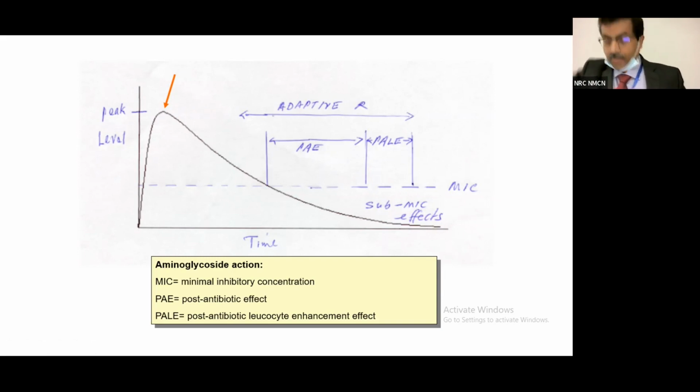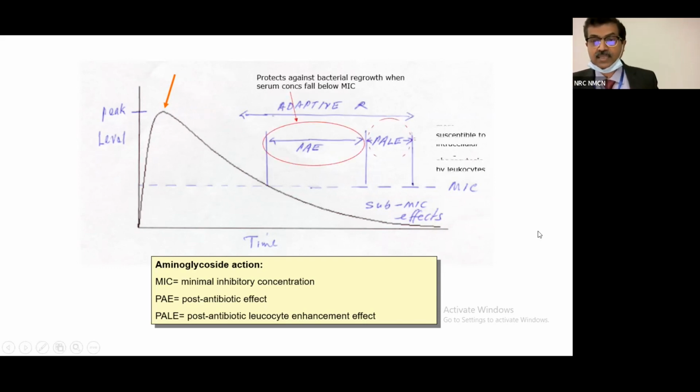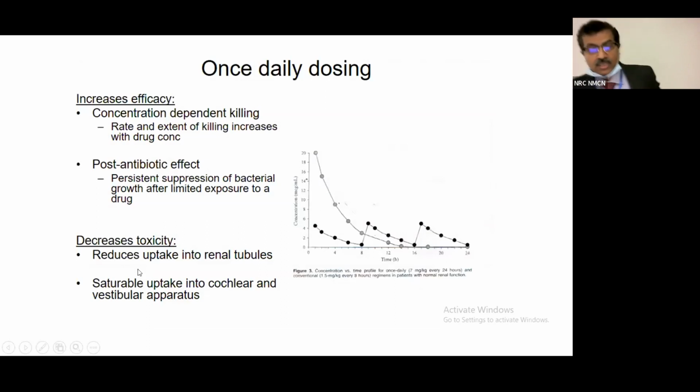Let it go to peak. And what is the advantage of this peaking and this dose interval? It is a toxic drug. Nephrotoxicity is there. It is taken into the tubules, causes tubular injury, and also ototoxicity. And vestibular toxicity is very high with all aminoglycosides. So take the advantage of the high concentration by giving the loading dose and increase the interval. Let it come down. Take the advantage of the post-antibiotic effects.